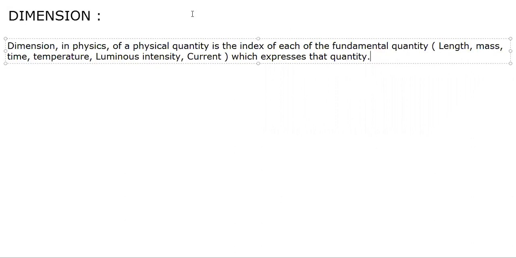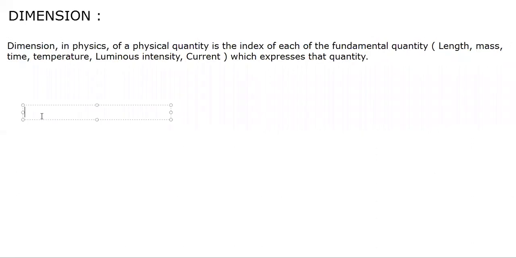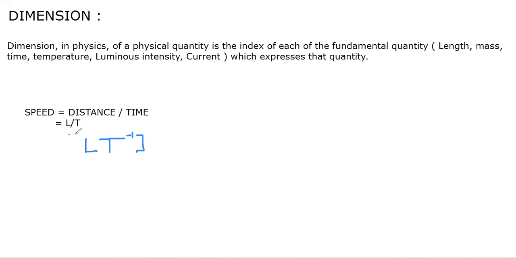For example, let us say speed. I want to find dimension of speed. Now you all know what is the formula of speed. Speed is equal to distance divided by time. Now distance comes under length and time under T. So dimensional formula of speed can be given as LT minus 1. You have to put brackets outside these. So whenever you write dimensional formula, make sure you are using these brackets while writing the formula.